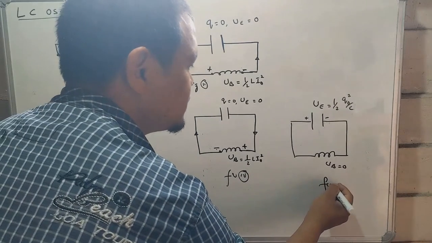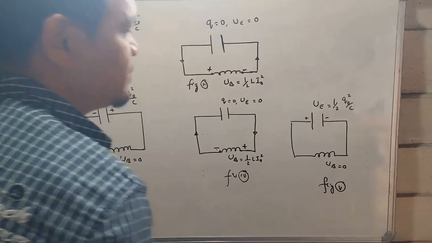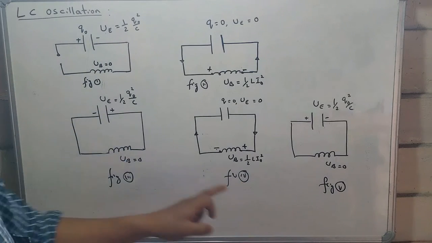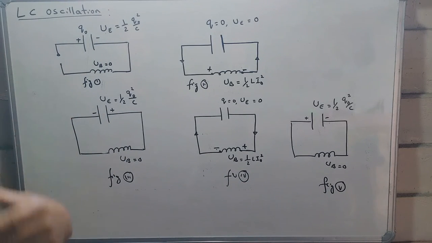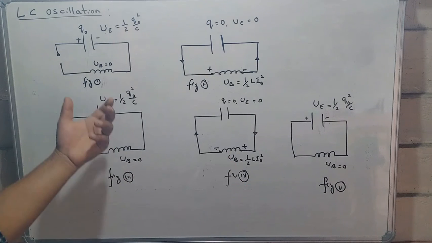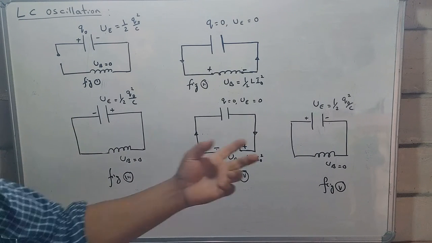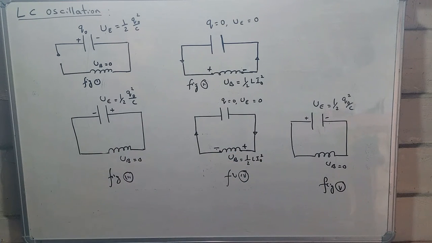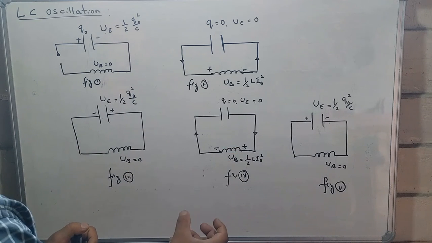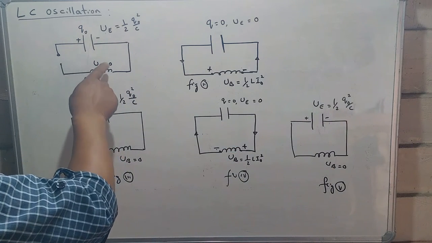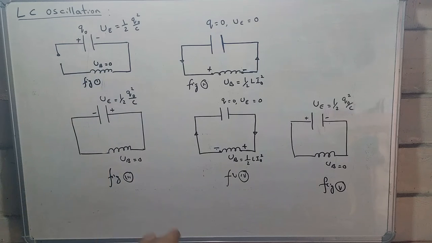Okay, so this is my figure 5. This figure 5 is the same as figure 1. Like you are going back to the original position, isn't it? So in this way, the process keeps on continuing. Which means in this case, the charge from capacitor and inductor is oscillating back and forth.